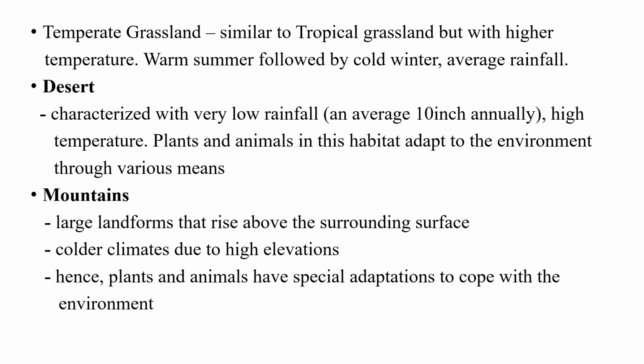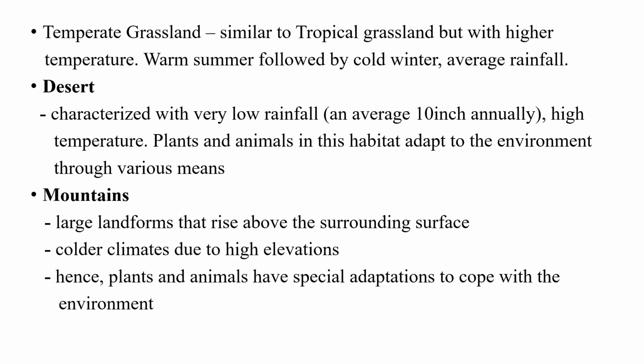The desert is characterized with very low rainfall. That is, most times rain does not normally fall, and the annual rainfall is usually like 10 inches. The temperature there is usually very high, but you also have plants and animals that are adapted to this environment. They have various means by which they are adapted to this type of environment. Like, for example, in the case of plants, most of the plants there, especially those that are trees, normally have long roots that go right into the land, deep into the land, in search of water.